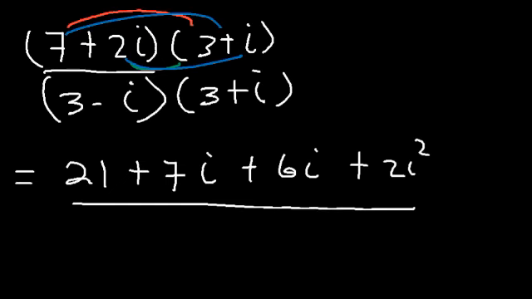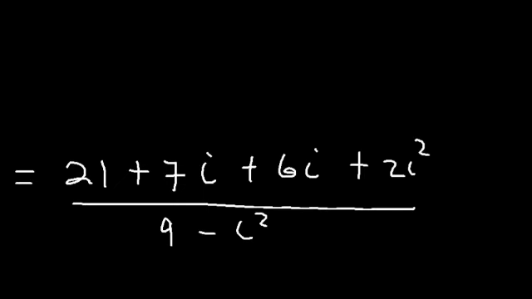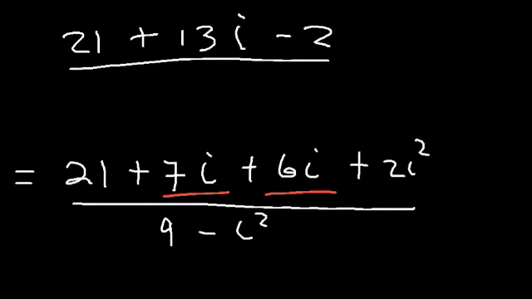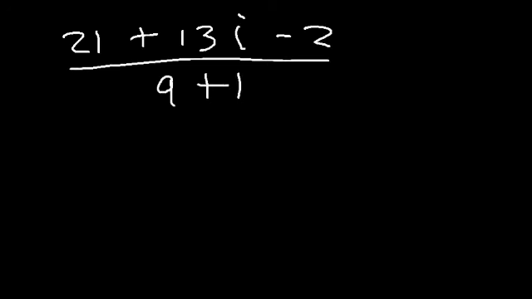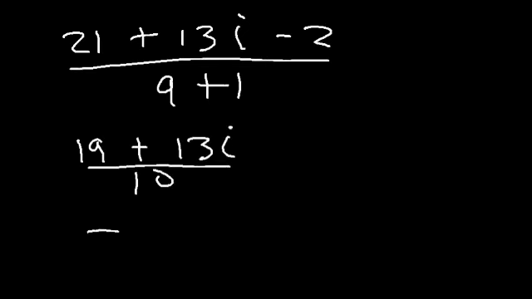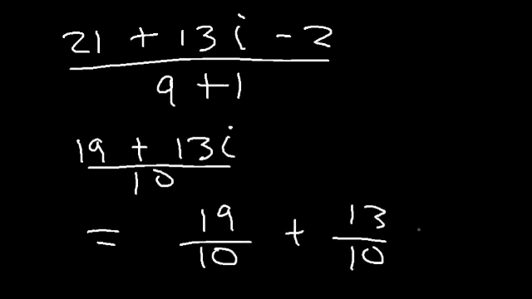On the bottom, the first two, 3 times 3 is 9. And the last two, negative i times i, is negative i squared. So let's add 7i and 6i. That's going to be 13i. 2i squared is negative 2. Negative i squared is plus 1. 21 minus 2 is 19. 9 plus 1 is 10. So the final answer is 19 divided by 10 plus 13 divided by 10 times i.